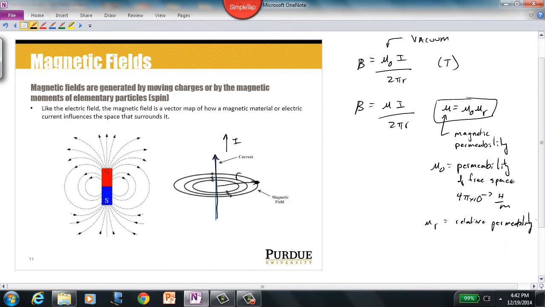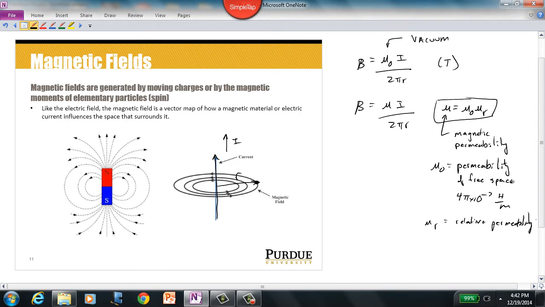Relative permeability. Non-magnetic materials, copper, things like that, they've got a relative permeability around 1. Appendix E of your text lists a whole slew of these magnetic permeabilities. Magnetic materials, things that concentrate lines of magnetic field like iron and steel and things like that, they're going to have relative permeabilities much, much greater than 1. 10, 100, 1,000, 100,000, depending on the magnetic ability of the material.